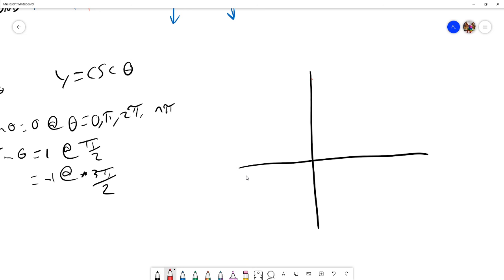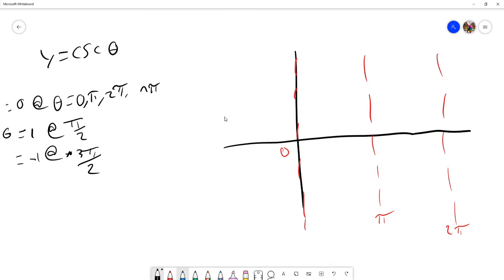So asymptotes. There is 0. There is pi. There is 2 pi. Alright, looks like I need to extend this black line out a little bit more. Now, we said that at pi over 2, we were at 1. So there's 1, and this is going to have to go up. And we know it has to go up because sine is positive in quadrants 1 and 2. Quadrant 1 is when theta is from 0 to pi over 2, and quadrant 2 is from pi over 2 to pi. So that's why I know it's going up.